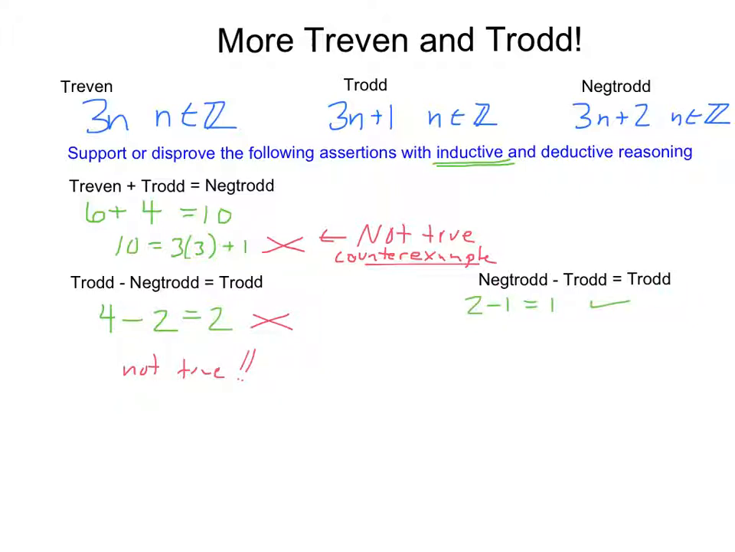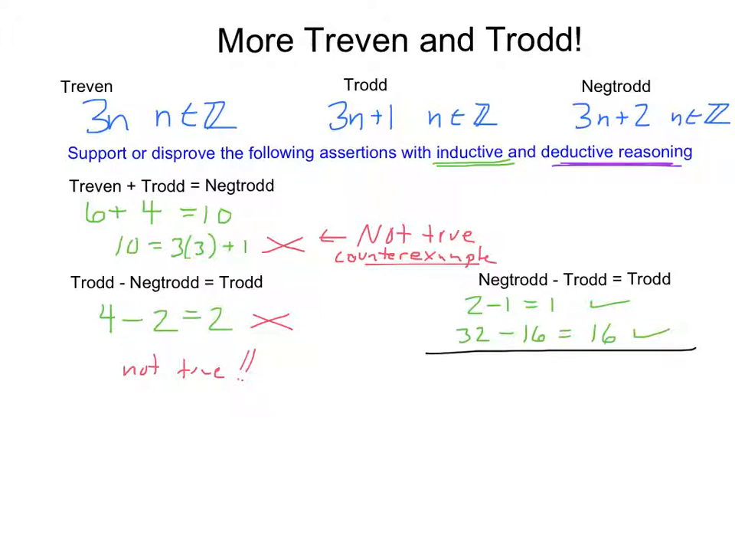So choosing some basic ones, 2 minus 1 equals 1, that works. Get another one up there. Okay, and here's another example. So 32, that is neg trodd, because that's 3 times 10 plus 2, minus 16. 16 is trodd, that is trodd. So we got a couple examples there, so it's looking good. Let's go to do some deductive reasoning.